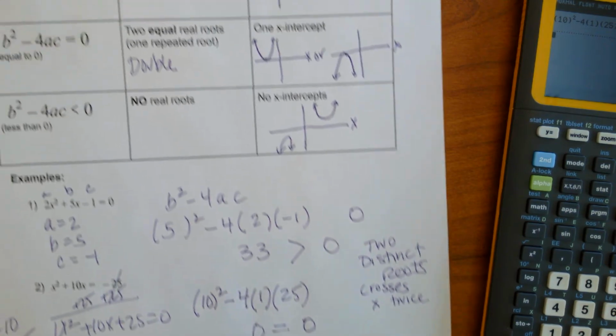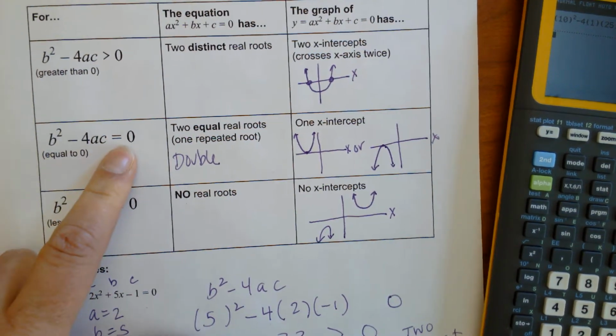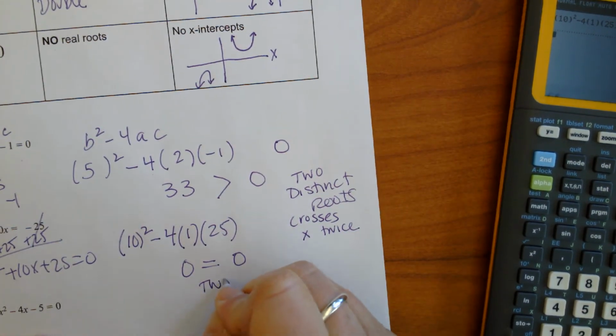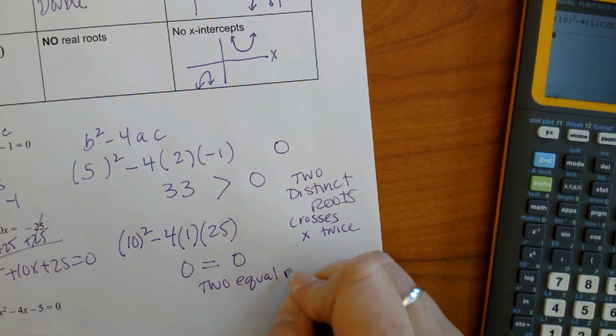So let's go back to our chart. It's equal right here. So we're going to have a double root. So it's going to look like one of these. So let's just write down 2 equal roots.